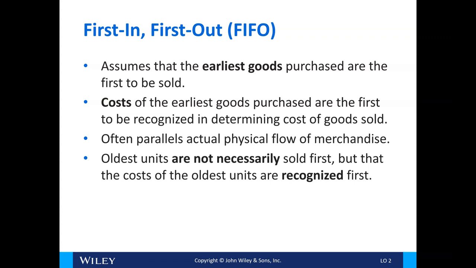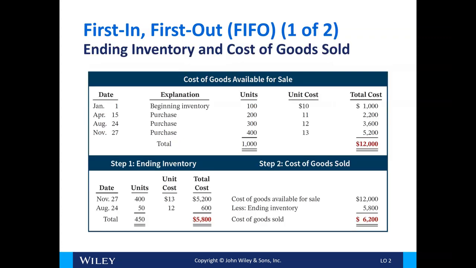Cost of the earliest goods purchased are the first to be recognized in determining cost of goods sold. This does often parallel actual physical flow, depending upon how your warehouse is set up. But the oldest units are not necessarily sold first, but the cost of the oldest units are recognized first. If these products have some type of impact as far as technology, then that might be a different issue.